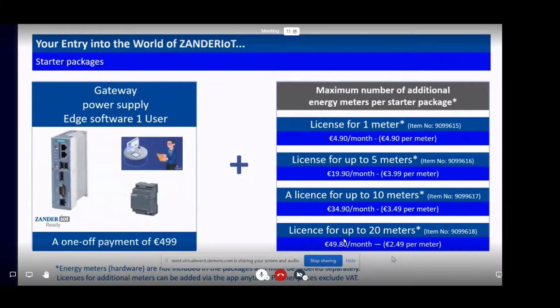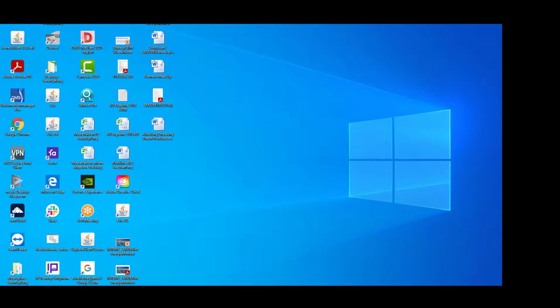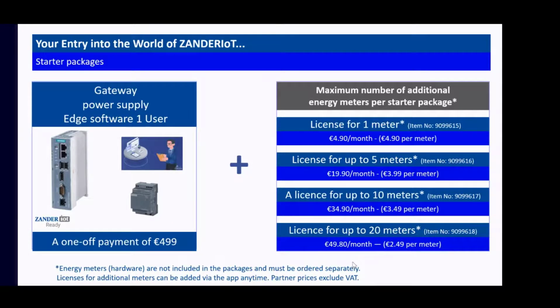So on the next slide, you can see we have put together a simple and low-cost solution with Siemens industrial IoT gateways. I think it's an IoT 2050. And we have energy meters with a MindSphere package on the right. So the energy meters are purchased in addition to the package. The basic package is in Germany with 499 euros in the market. And on the right side, you can see the license prices per month for the energy meters. It's packages with 1 meter, up to 5, up to 10, and up to 20 meters.